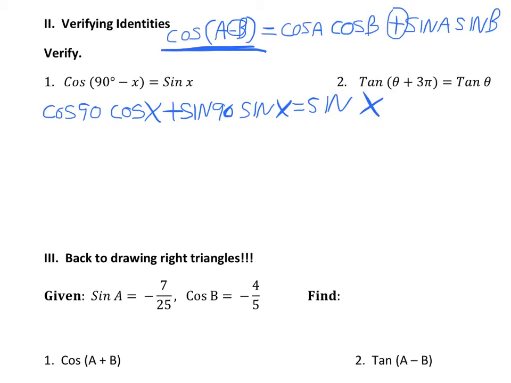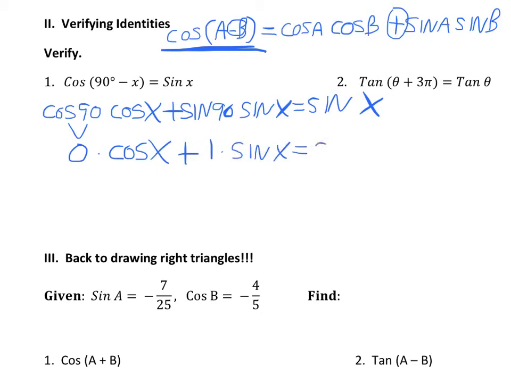Now 90 degrees, I know what that is. At 90 degrees, the ordered pair is 0, 1. So cosine of 90 is 0. So I have 0 times cosine of x. That's going to go away. Sine of 90 is 1. So then it's 1 times sine of x.